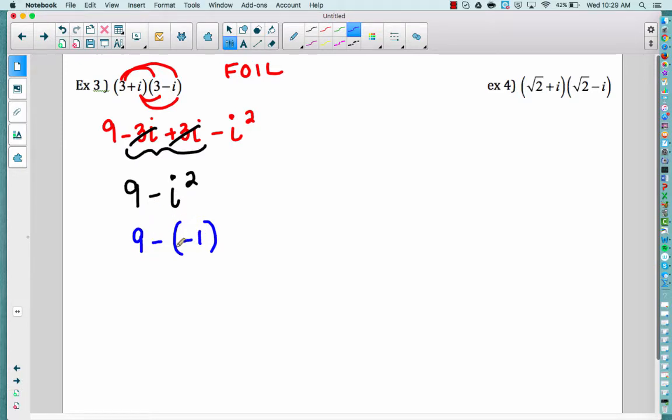All right, so I plugged in a negative 1. I was careful to put it in parentheses because I know that I have to square it, right? And I have a negative on the outside, and I don't want to think that they don't relate to each other.